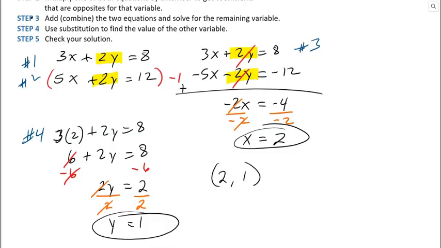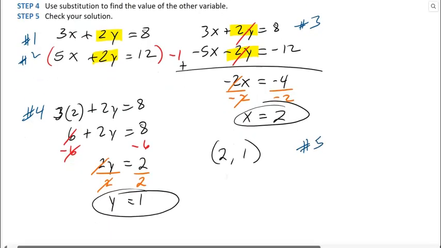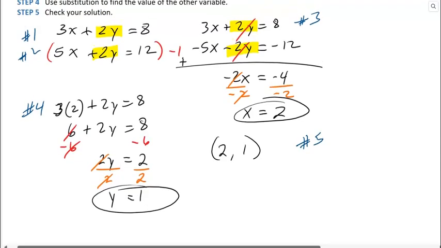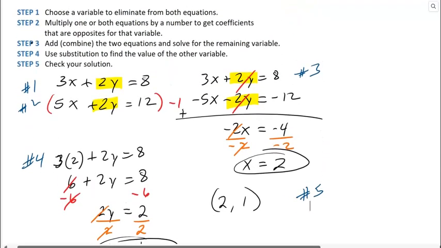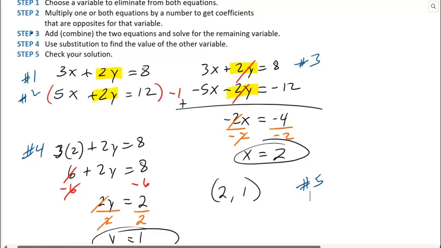And we know that's going to be true, but you always want to go through and do step 5, and that is to put those numbers back into the original equations, right? Put those numbers back into the original equations to make sure that they are both true. And I can guarantee you that they are in this case, but you always want to double check your own work.